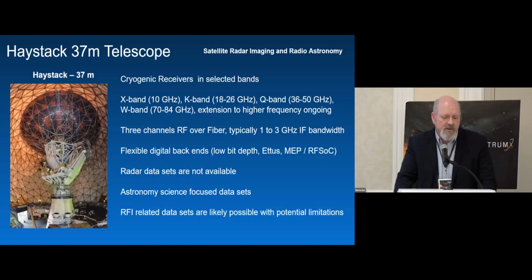Our digital backends are different depending on the application. For astronomy, we often have low bit depth backends that record very wide bandwidth, gigahertz of bandwidth. We use Edis radios sometimes, and the MEP RFSOC-based platforms are also something we're looking at. But usually, these kinds of systems for astronomy, you're wanting to take gigahertz, multiple gigahertz, 3 gigahertz, 4 gigahertz of bandwidth.